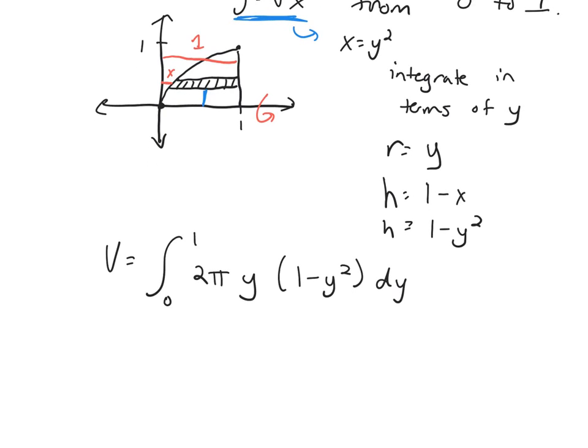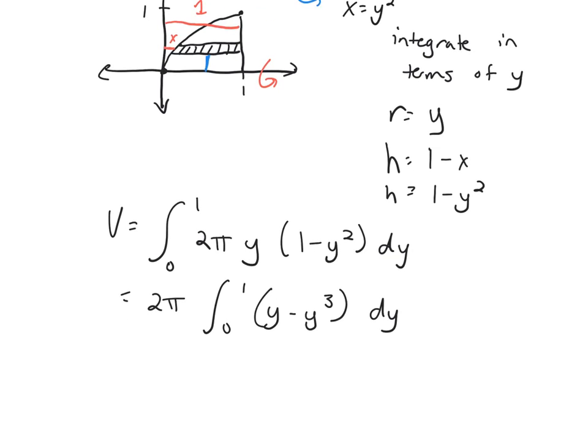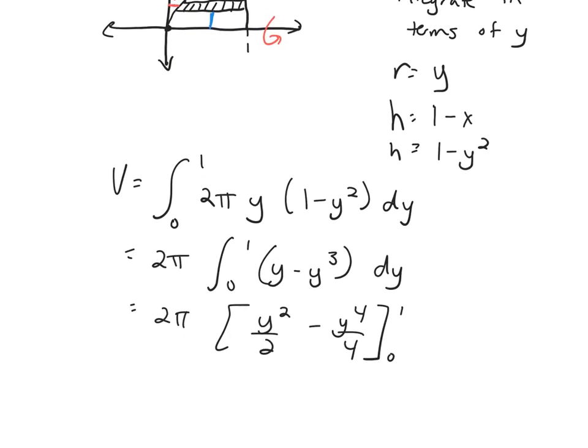And again, this integral isn't that bad. Factor out your 2 pi, y minus y cubed, and integrate. 2 pi times y squared over 2 minus y to the 4th over 4. And I believe you get pi over 2 for this.